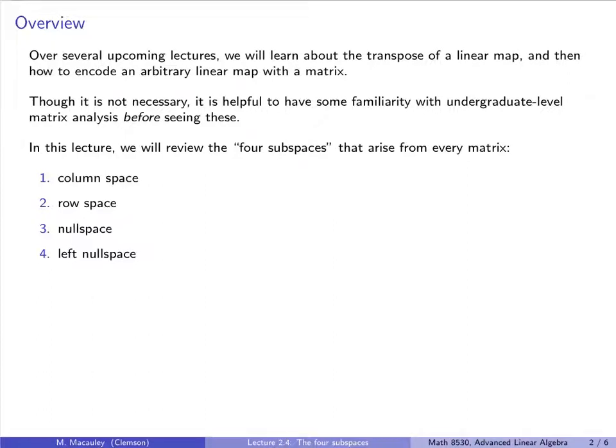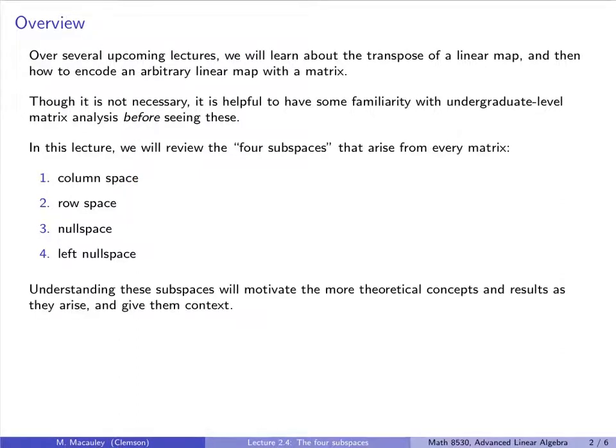Now, you probably have heard of the column and the row space, and certainly the null space. The left null space is maybe less common, but these four subspaces are all very related to each other. And when we see future results about the transpose of a linear map and encoding linear maps with matrices, it will really help to understand how these four subspaces are tied together. In other words, they will motivate the more theoretical concepts and results as they arise and will give them context.